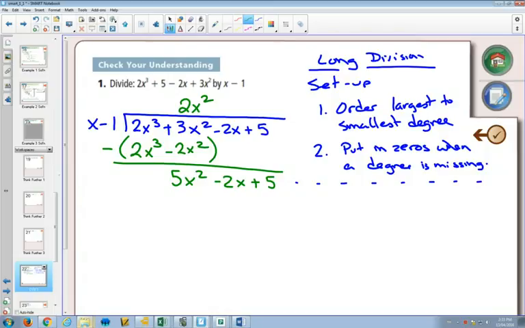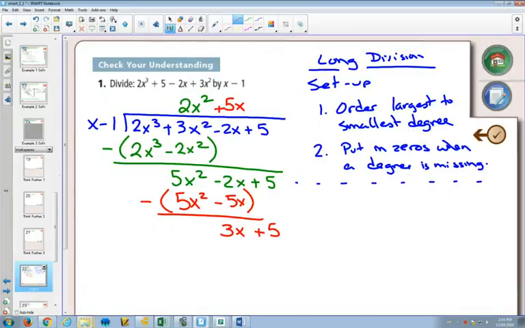I'm going to switch colors, because now we're going to just repeat this process over and over again until we can't multiply something by x to cancel something out. So now, our new biggest number is the 5x squared. What would I have to multiply x minus 1 by to get 5x squared? 5x. So now we go through the same process. I then multiply the 5x times the x minus 1. 5x squared minus 5x. Put brackets around and subtract. This is 0. Negative 2 minus a negative 5 is plus 3. And bring down the 5.